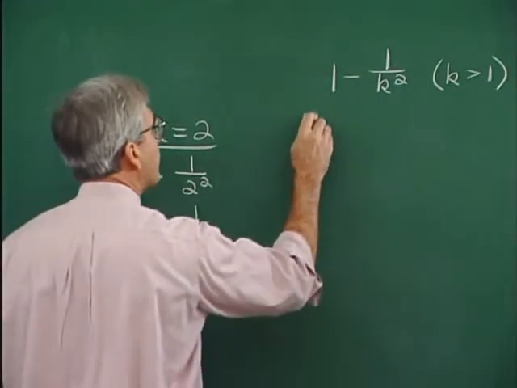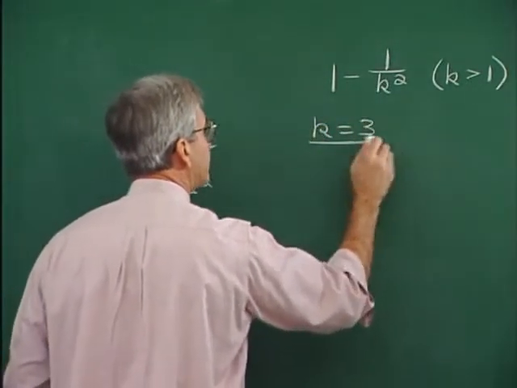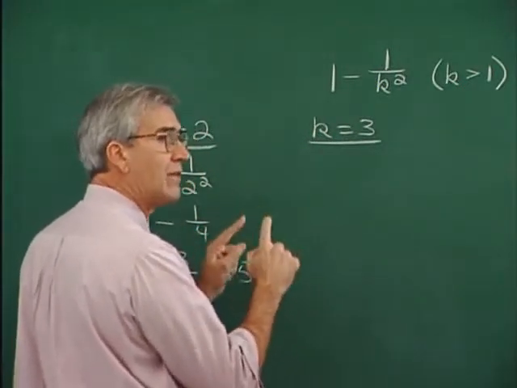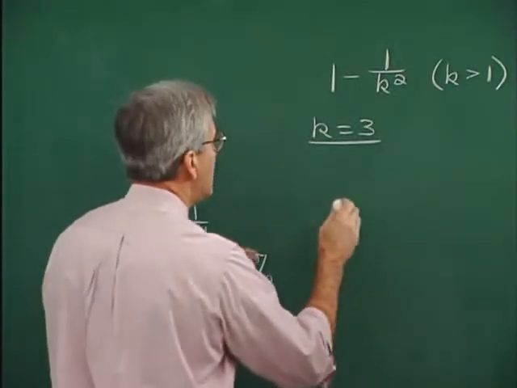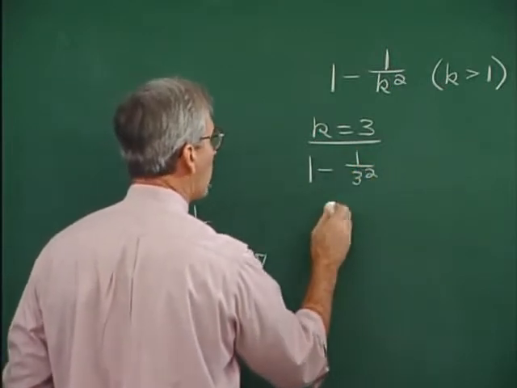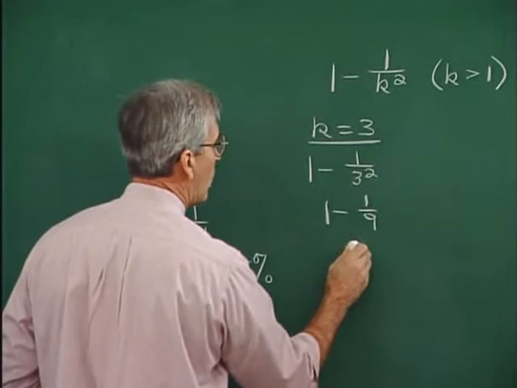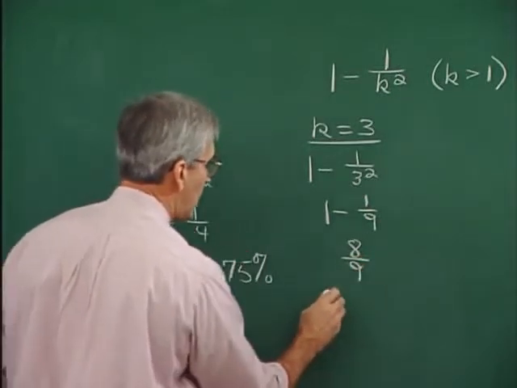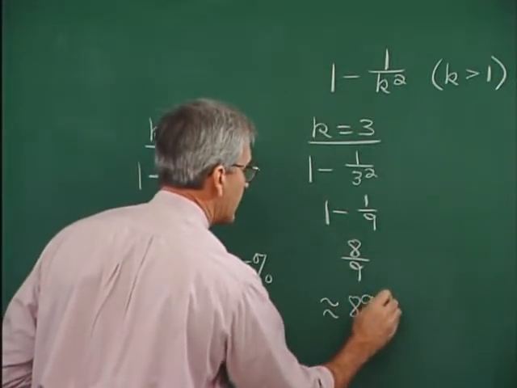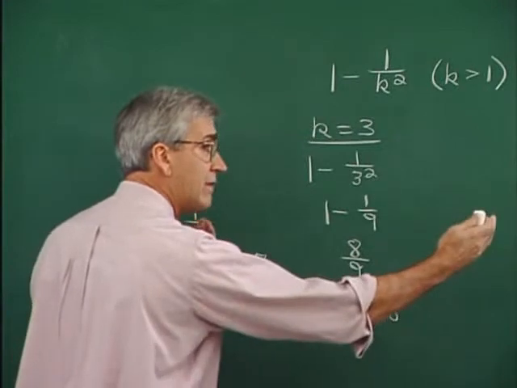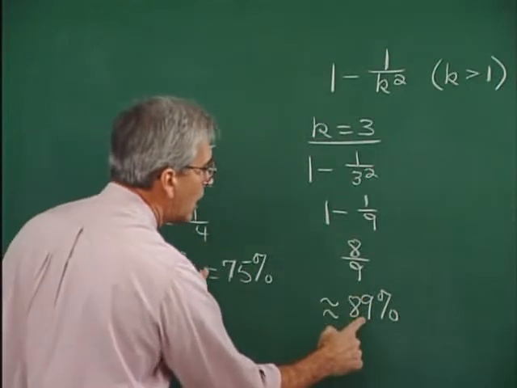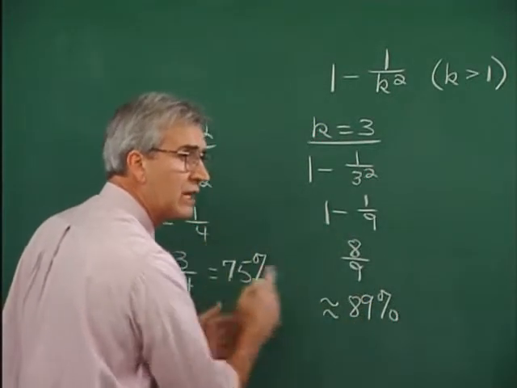Now let's go a step further. How about a k of 3? How many data values can we capture if we are 3 standard deviations from the mean? You see, on either side. It is 1 minus 1 over 3 squared, or 1 minus 1/9, or 8/9, which is approximately 89%. So if we go 3 standard deviations from the mean, we're going to have in that range approximately 89% of the data values.